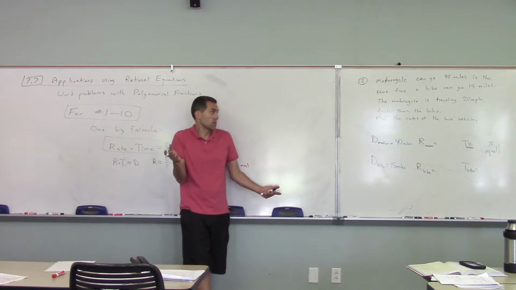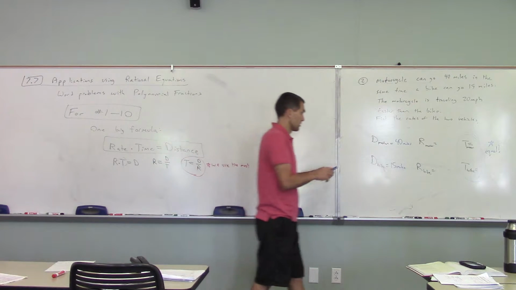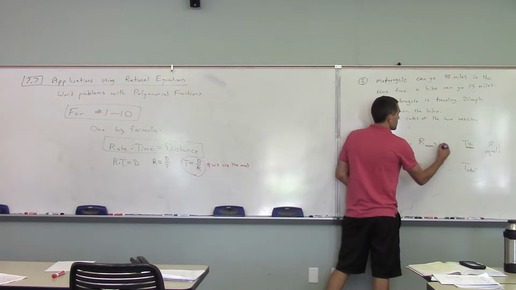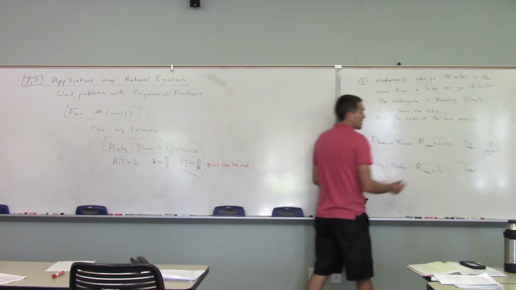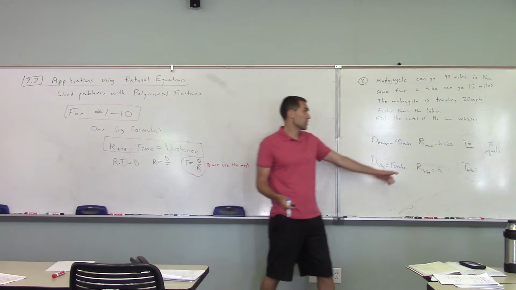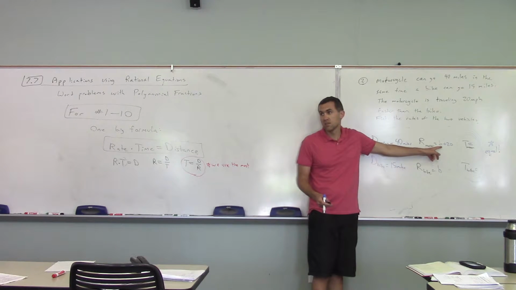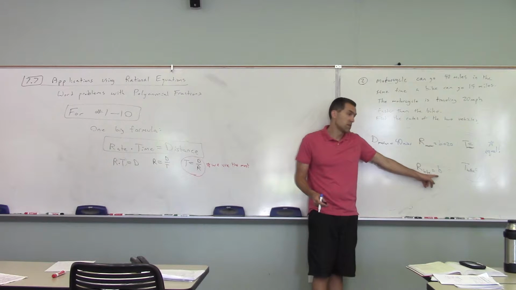Sure. Just be a little more specific, like a full sentence. Rate for the motorcycle would equal b plus 20, and rate for the bike would just be b. Perfect. Or you could have said the rate for the motorcycle is x, and this one would be x minus 20.